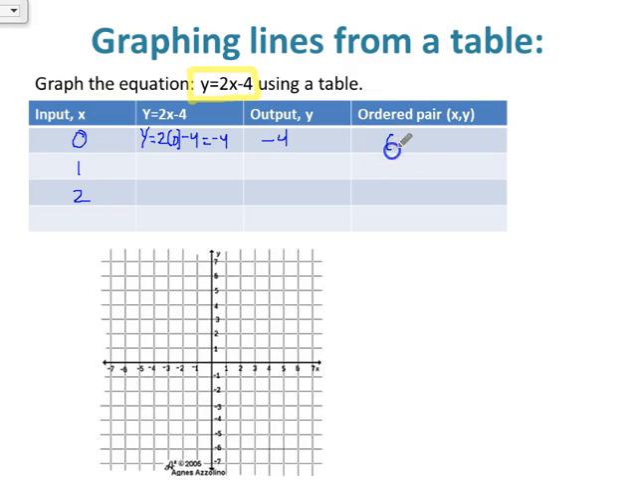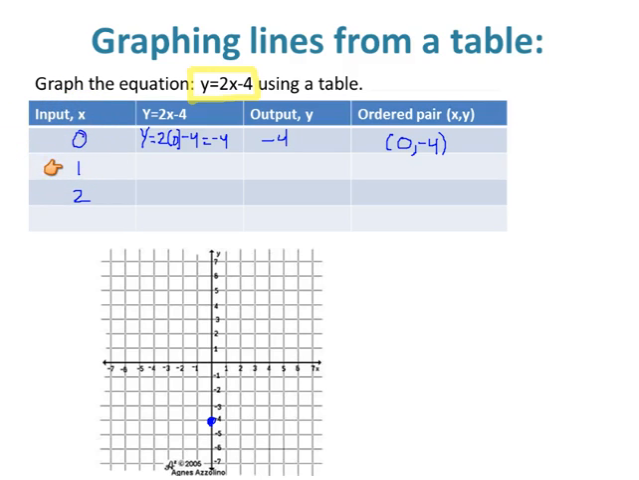So the ordered pair is x was 0 and the output, our y, is negative 4. So that's a point. We can plot that point. Let's go ahead and plot it. 0, negative 4, plotted that point. Okay, now let's look at the input of 1.